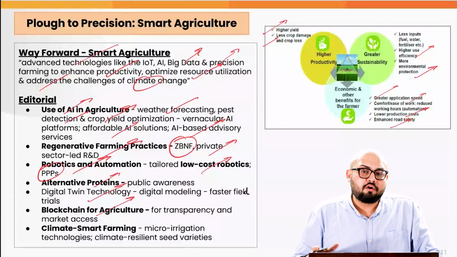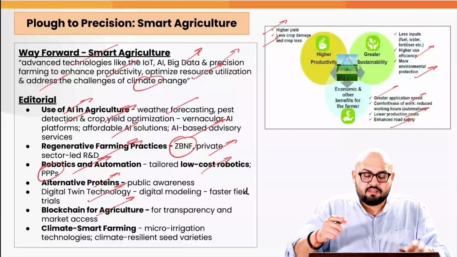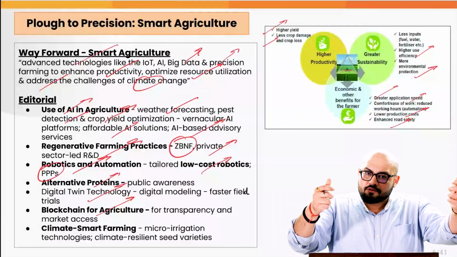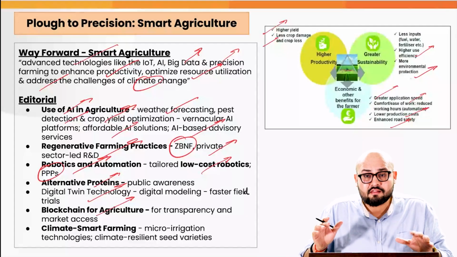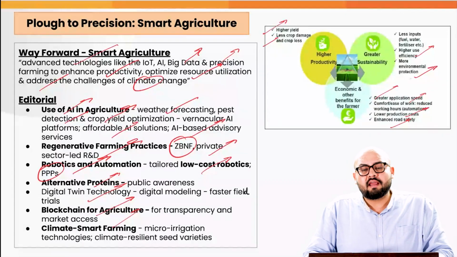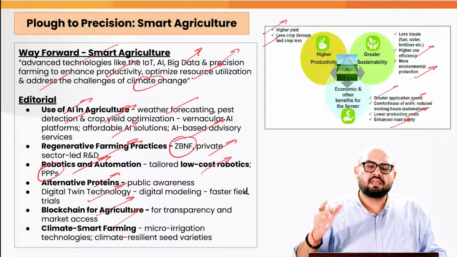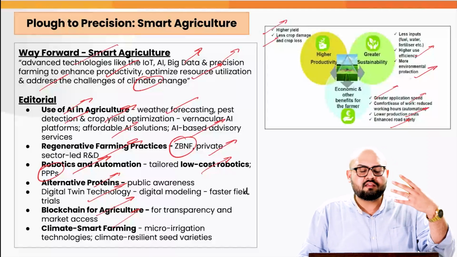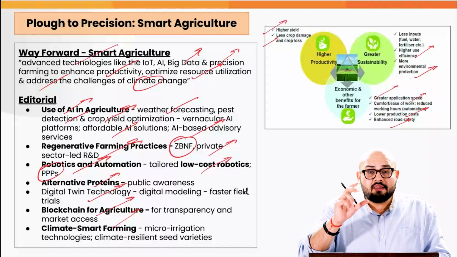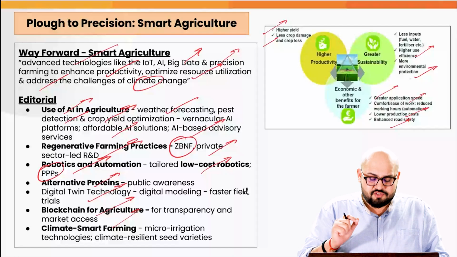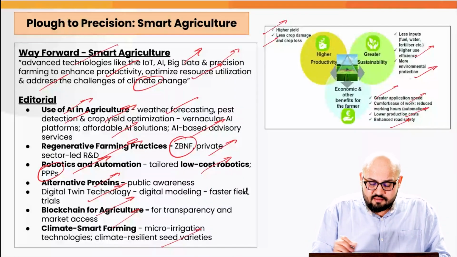Next is blockchain for agriculture. We all know that blockchain has been used to enhance the transparency into the overall supply chain, right? So that can be used into the overall system. Next is climate smart farming. So what we are trying to emphasize is that we have to focus adequately upon enhancing the micro irrigation technologies, be it the drip irrigation, be it the sprinkler irrigation, right? So that we can enhance the water use efficiency. Next is climate resilient seed varieties.